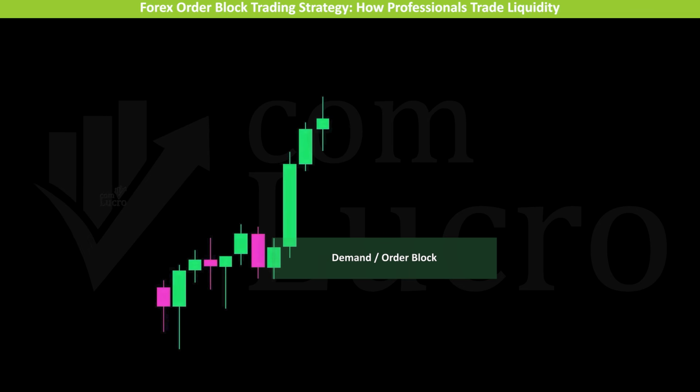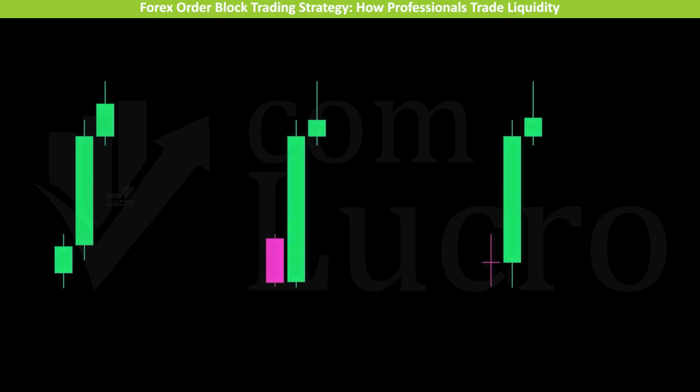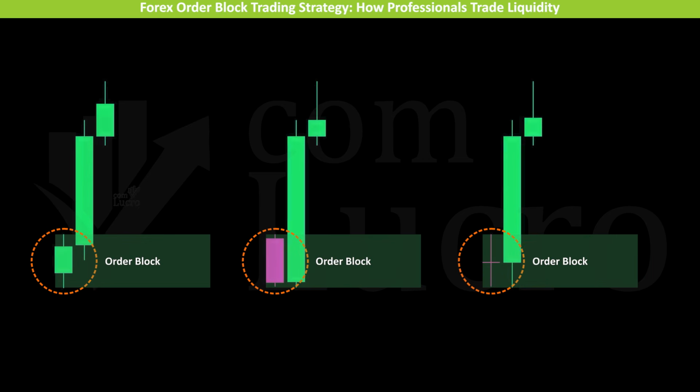Now, how do we actually mark the order blocks? We take the entire candle that appears right before the fair value gap and mark it as our order block. The color of this candle doesn't matter at all. For example, in a bullish gap, it makes no difference whether the candle is green, red, or even a doji with a very small body. All of them can represent valid demand order blocks.